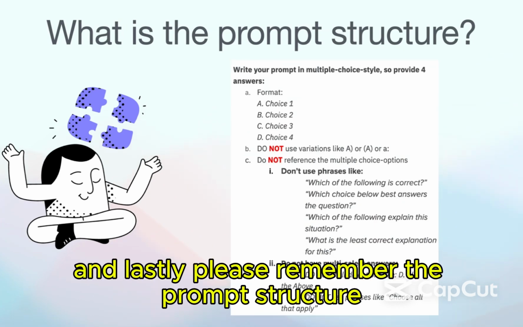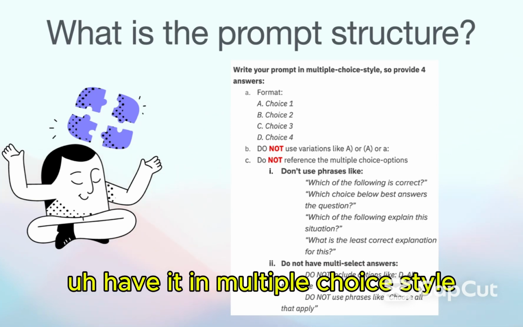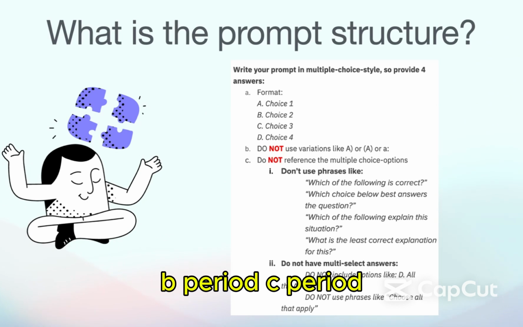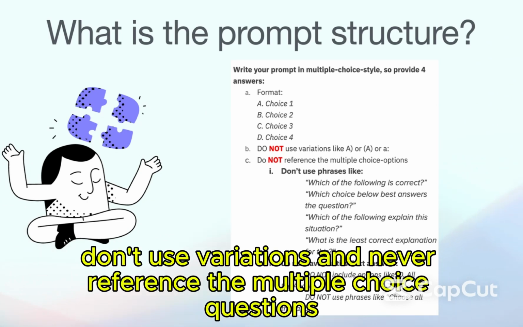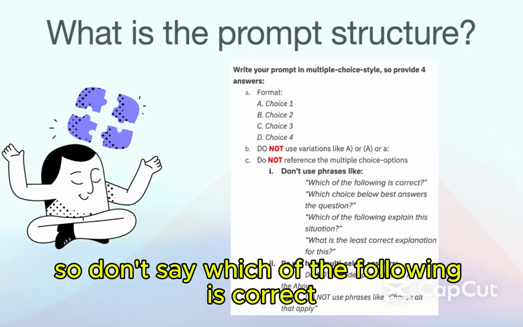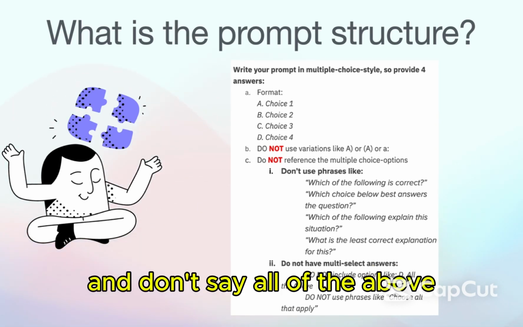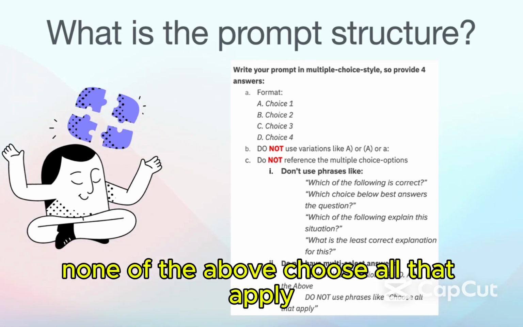And lastly, please remember the prompt structure. Have it in multiple choice style, specifically with A period, B period, C period, D period. Don't use variations and never reference the multiple choice questions. So don't say which of the following is correct, what is the least correct explanation, and don't say all of the above, none of the above, choose all that apply.